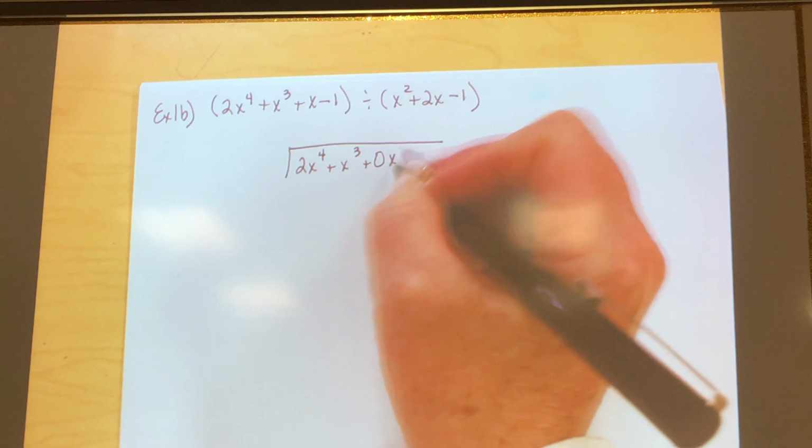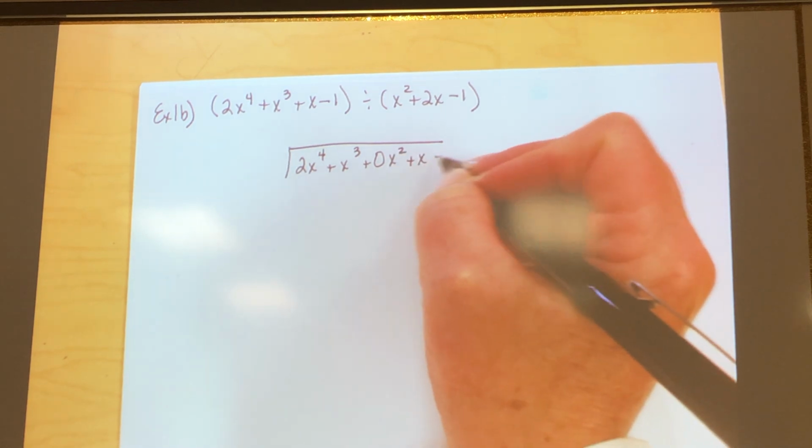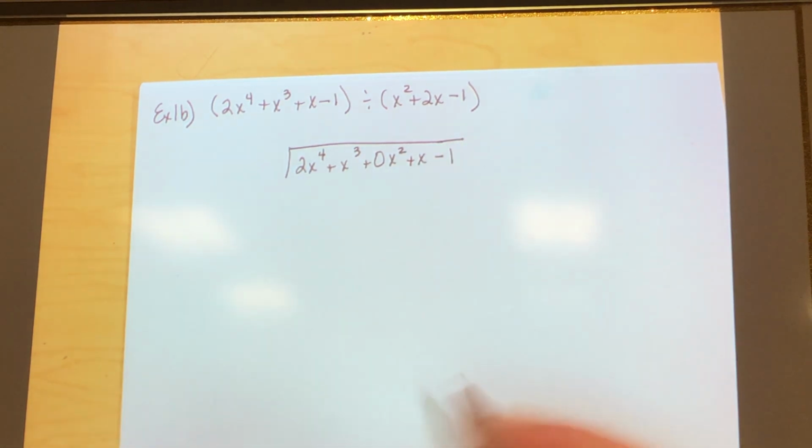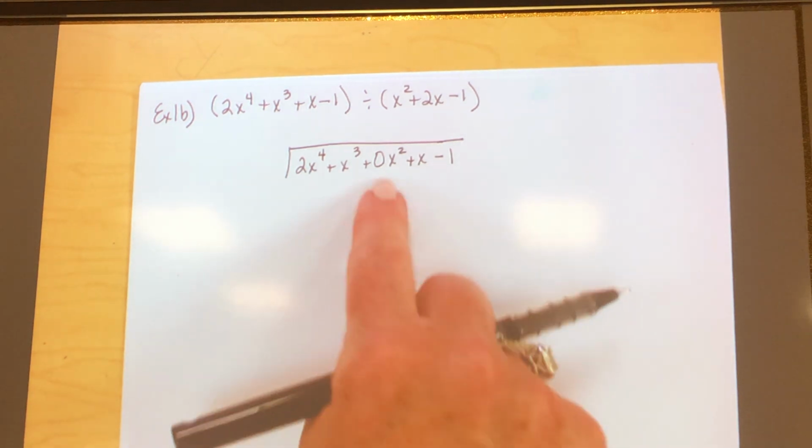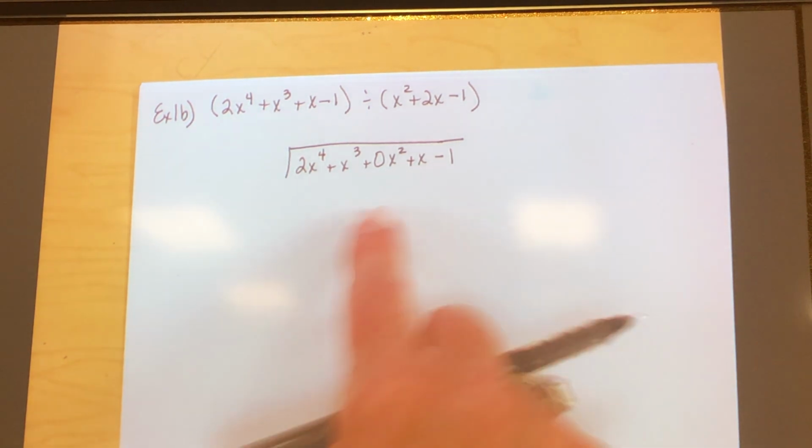I would put that 0x squared in there. It won't be wrong if you don't, okay? But you'll start having to cram stuff in. There won't be a place for stuff.